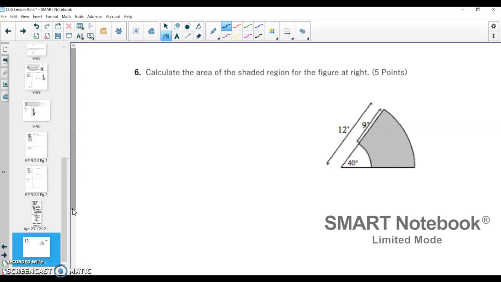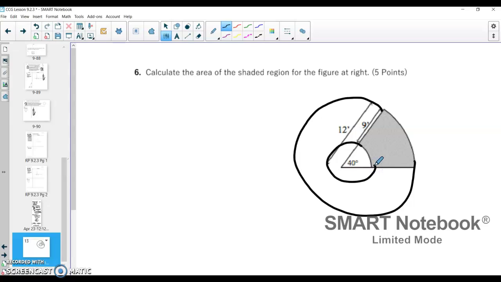All right. Number 6 here. I always see this as a sector problem. And so it's kind of like finding the area of a circle, but then multiplying it by the portion we have. So what I'm going to do is find the area of this entire circle, and then subtract away this portion that's unshaded. And then I'm going to multiply that by 40 out of 360 because that's just the portion I want.